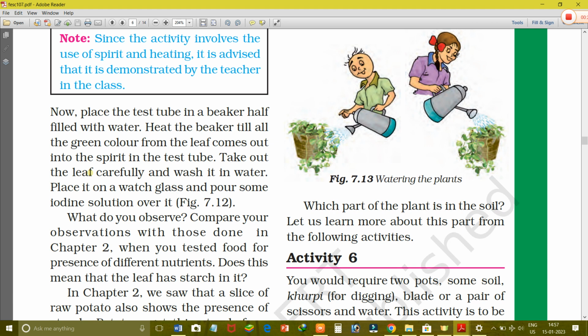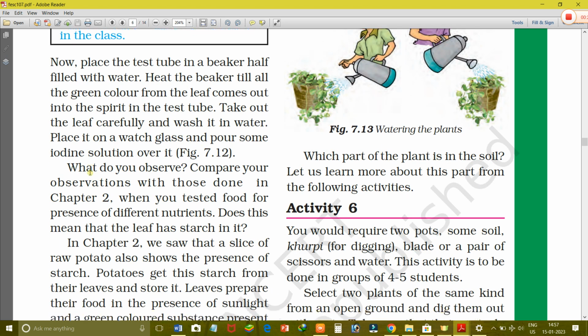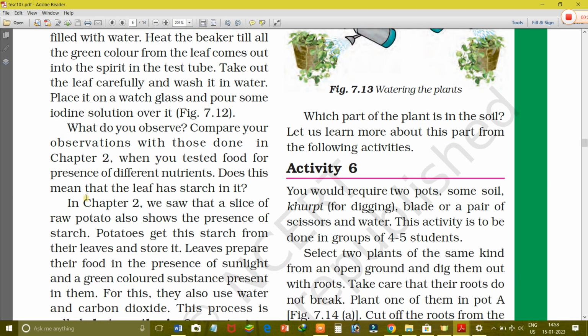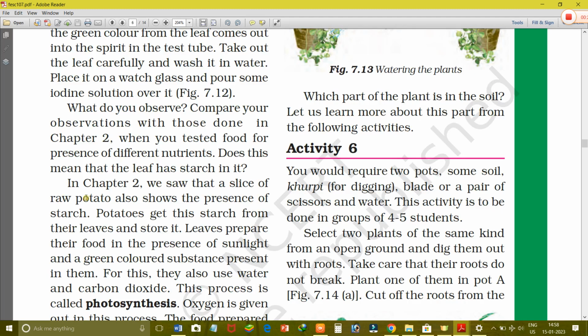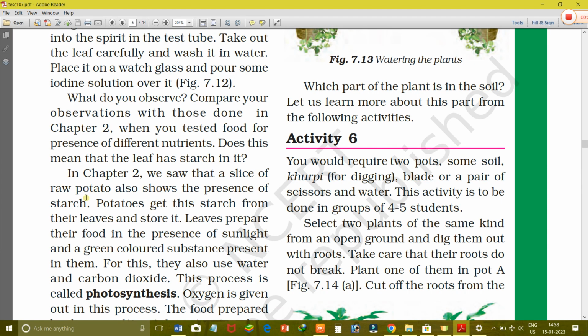Which part of the plant is in the soil? Let us learn more about this part of the plant from the following activities. Activity 6. You would require some soil, a khurpi, a blade or a pair of scissors, and water.